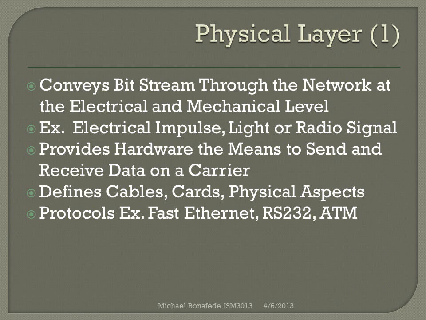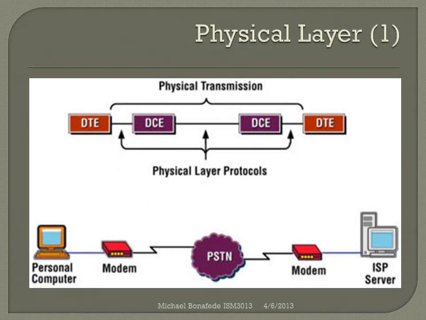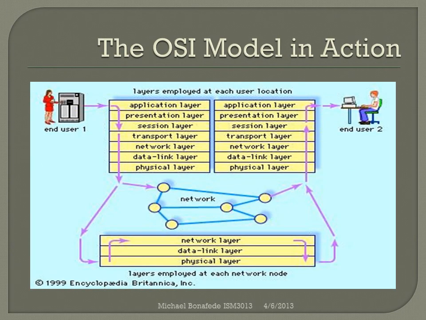Finally, the physical layer 1 conveys bit streams through the network at the electrical and mechanical level. For example, electrical impulse, light, or radio signal. It also provides hardware that means to send and receive data on a carrier and defines cables, cards, and physical aspects. Examples of protocols are Fast Ethernet, RS-232, and ATM. Here is a representation of the physical layer. Keep in mind this layer is the actual hardware tools that are used by users. This is a representation of how end users would communicate through the OSI model.